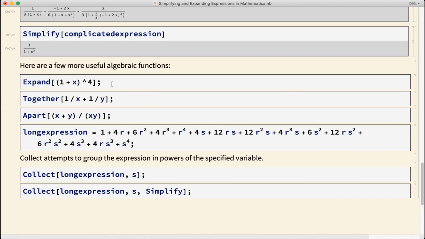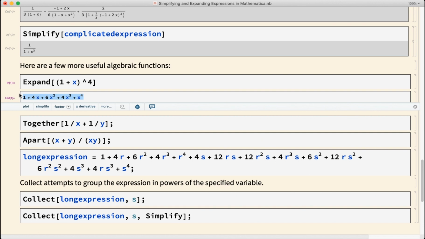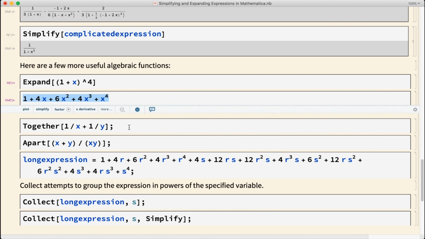Okay, here are a few more algebraic functions. Here's the opposite of that. Let's say I have something like this and I want to actually expand it, or bring this to the fourth power inside the parentheses. So it's basically going to do the opposite of what it did before. It's taking a little bit of time to think, but it went ahead and expanded it, or put it in a different form.